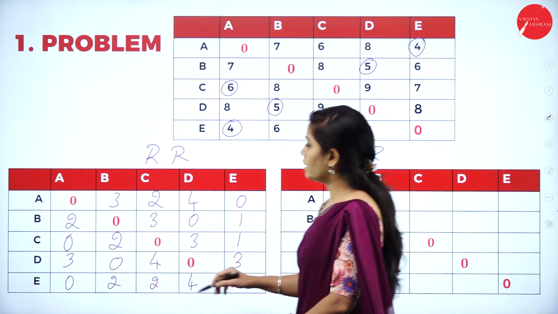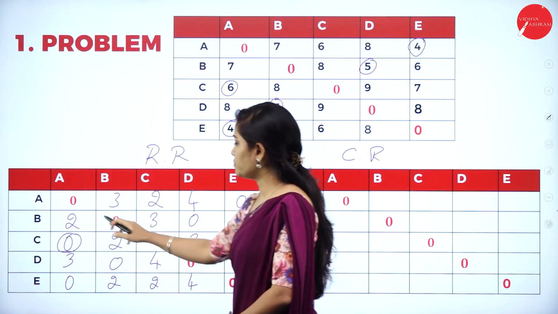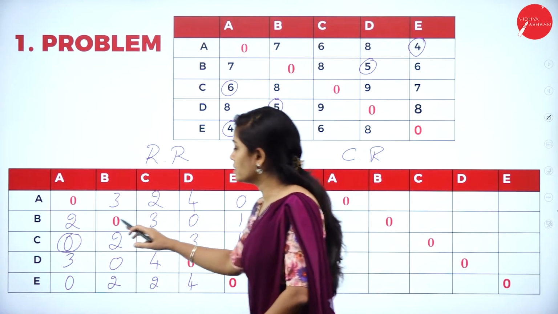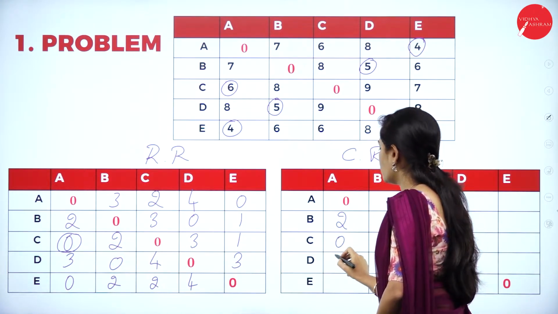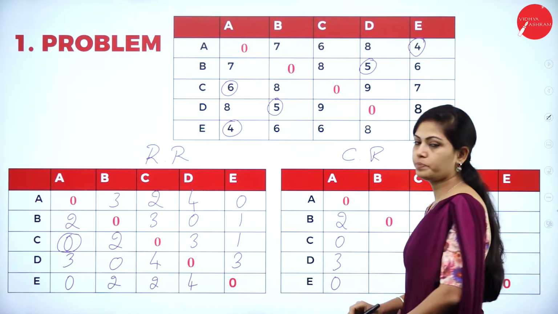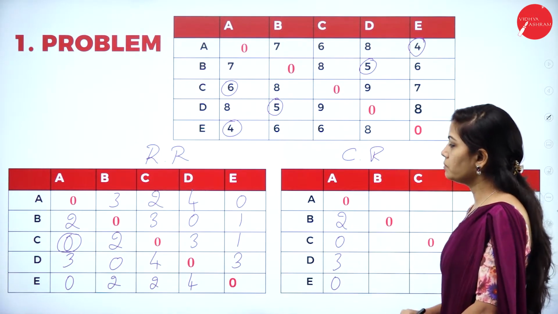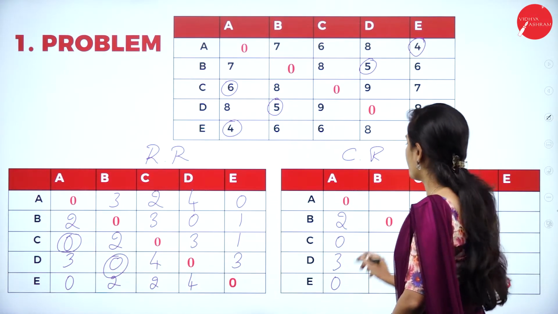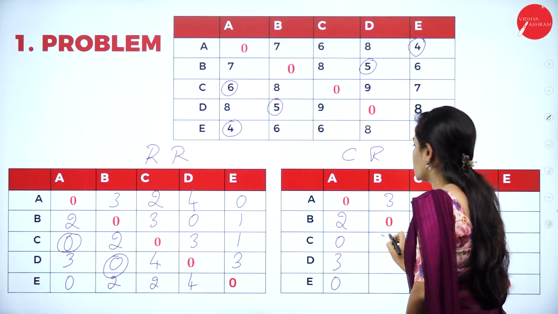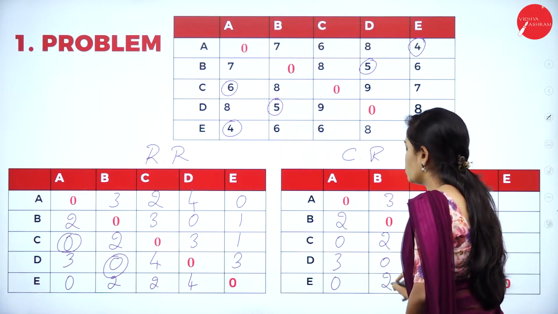In the first column, the least value is 0. Except the diagonal values, you have to consider the least value. So you will get the same values 2, 0, 3 and 0. In the second column, the least value is again 0. So 3, 2, 0 and 2.